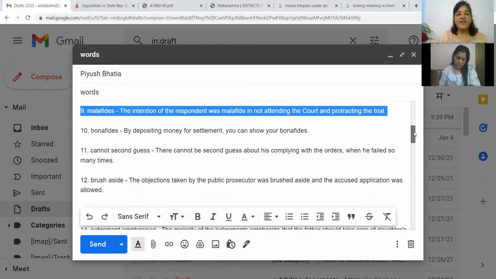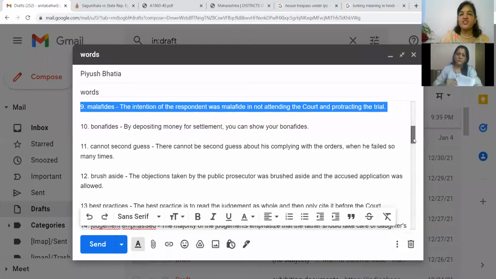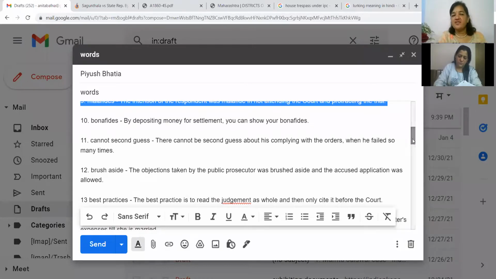Next is bona fides. By depositing money for settlement, you can show your bona fides. When we say we want to settle, we say you deposit a part of the money in the court and show your bona fides, that you truly want to settle, honestly. Cannot second guess. Very simple English, but see how it is used. There cannot be a second guess about his complying with the orders when he failed so many times.